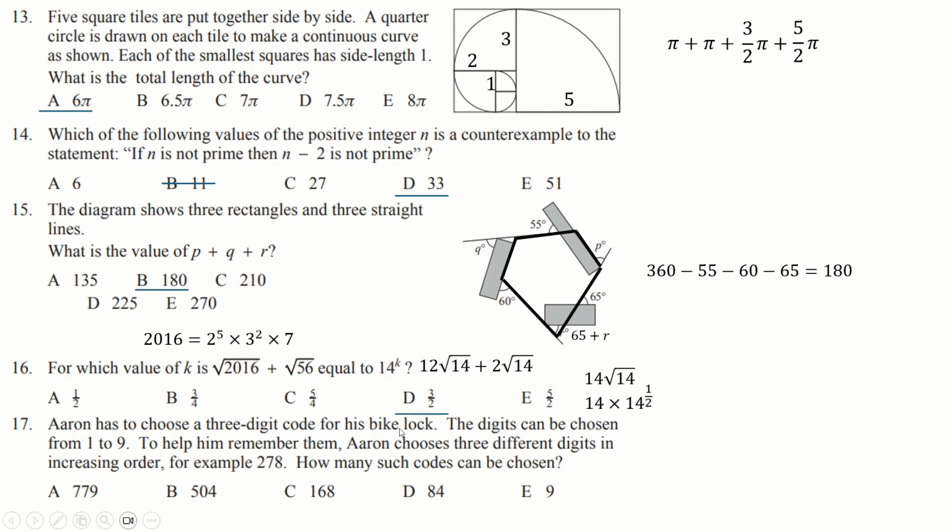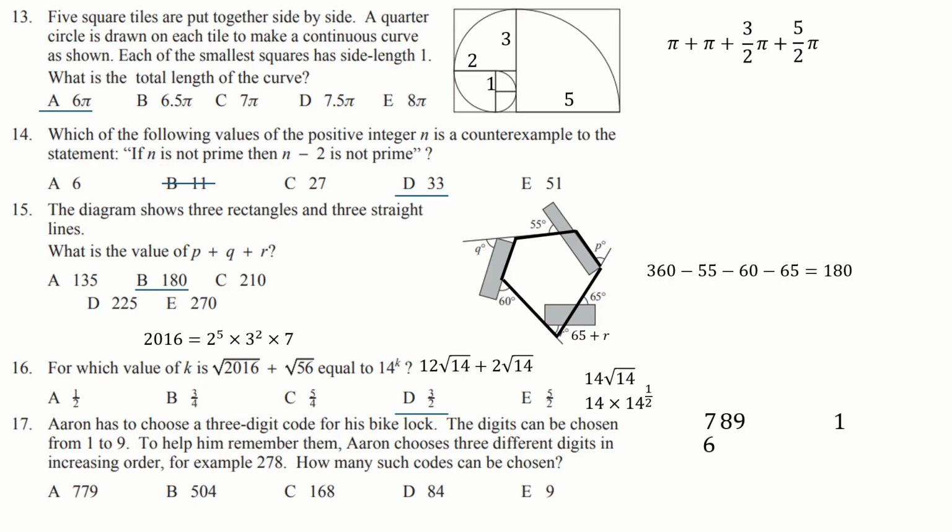3-digit code for his bike lock. So it's tempting to think this is just going to be product rule. I couldn't really find a nice way of making product rule work here. So what I did was I just tried to look for a pattern. So if you make the first digit 7, the other 2 digits have to be 8 and then 9. So there's only one way to do it if you choose first digit 7.